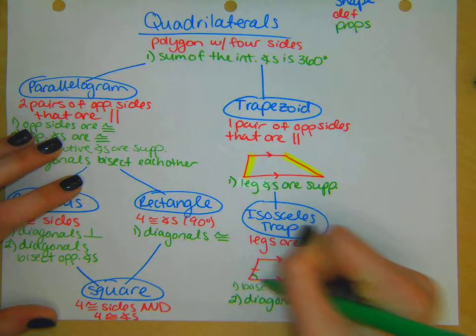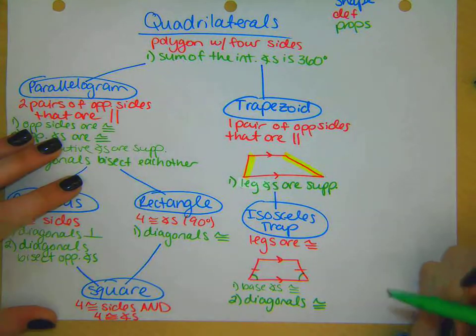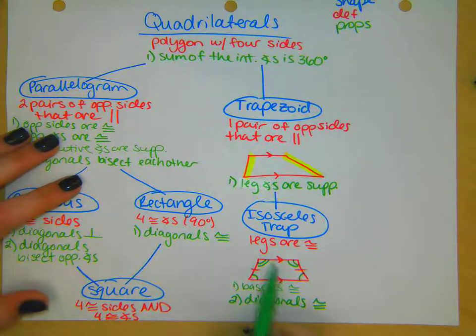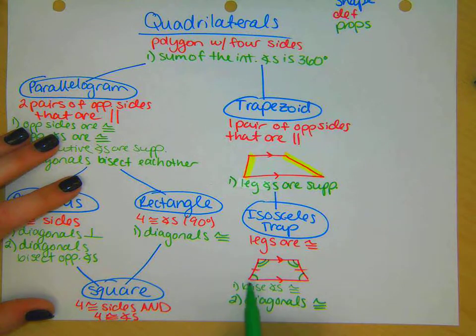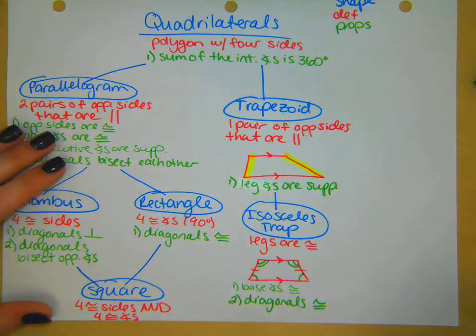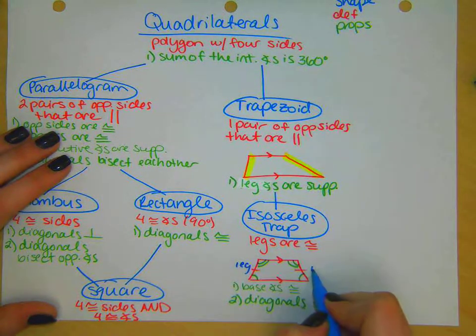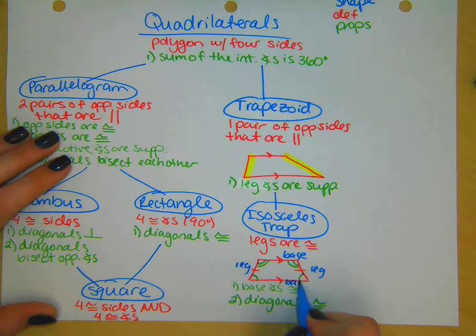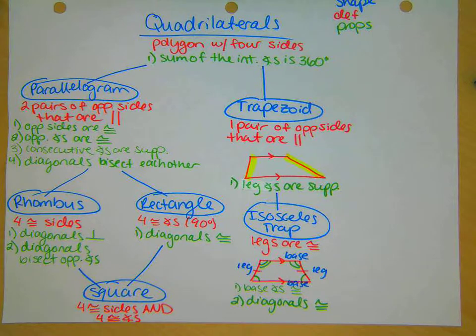So I know that this base angle is congruent to this base angle, and this base angle is congruent to this base angle. It's true to also say that the leg angles here are supplementary. So if this is a leg, this is a leg, this is the base, and then this is the other base down here.